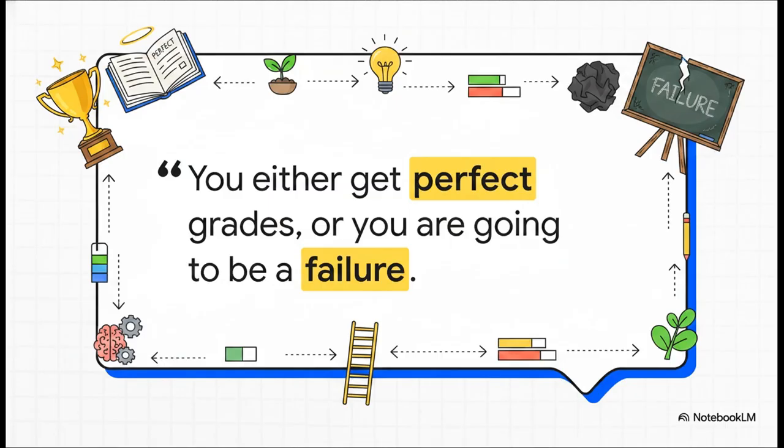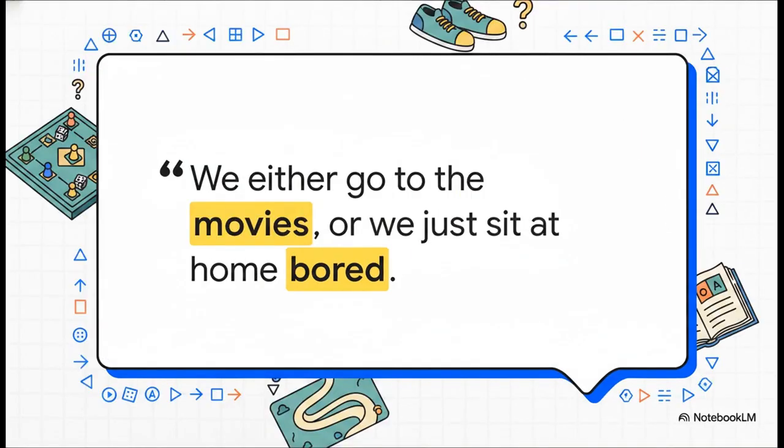It completely erases the huge, messy, wonderful gray area in between, which, let's be honest, is where all real learning and growth actually happen. And here's a much more casual version you've probably heard a million times. Well, we can either go to the movies or we can just sit at home and be bored. This statement pretends that all the other options, like playing a game, going for a walk, calling a friend, just don't exist. It's designed to make the movies seem like the only possible escape from a terrible, boring night.